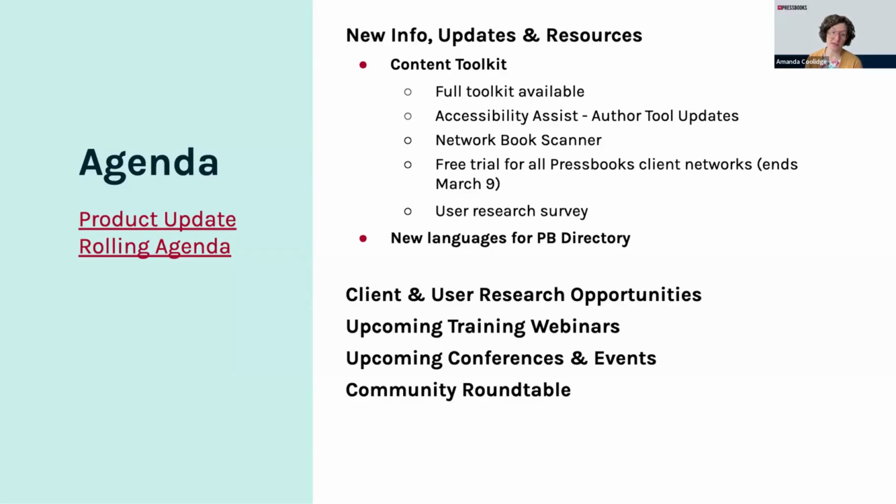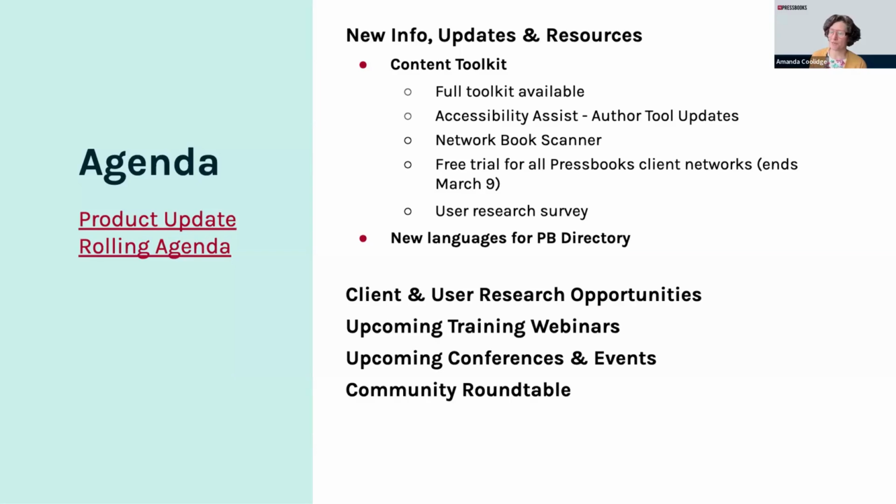So we do want to review a few things. One is we're going to talk about the content toolkit, which I know some of you have been trying out. We want to chat about some of the updates that have happened through our Accessibility Assist author tool because we've been listening to a lot of feedback, and I think you'll be happy to hear a lot of the updates that have happened. We're also going to share a little bit more about the network book scanner. John's going to talk to us about the free trial for everyone who's here, but also that free trial does end March 9th. So if you have questions about that, we're here to answer those questions.